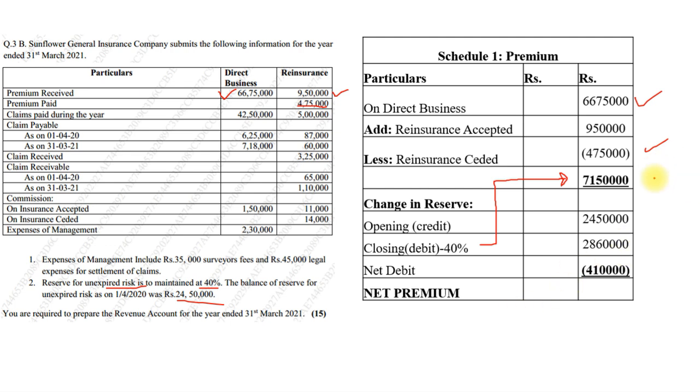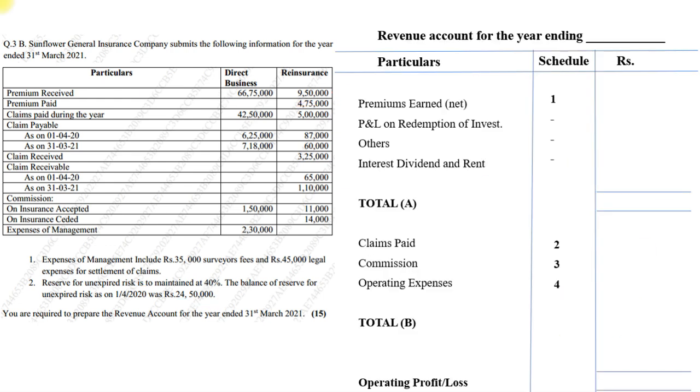Now very simple. Total premium minus your reserves, we get a net premium which comes to 67,40,000. So total premium minus our reserve. Since it was negative, if it were positive, it would be added. Since negative, it will be subtracted. It comes to 67,40,000. Now, since we have got schedule 1 ready, we will post it in our main account. So premium earned, schedule number 1, 67,40,000.